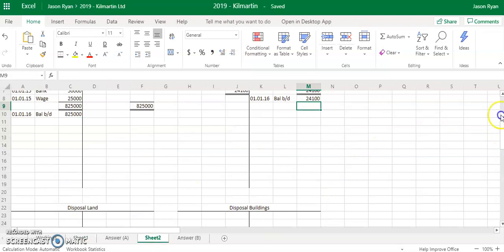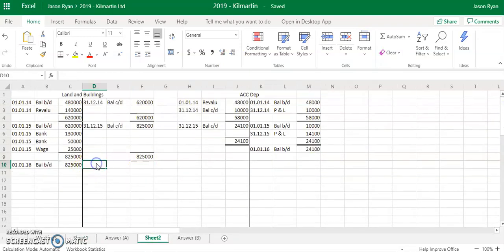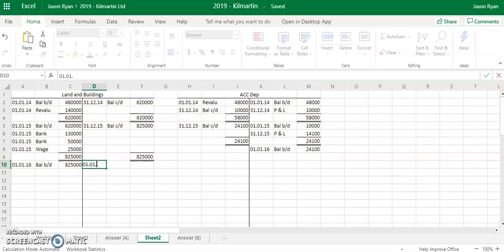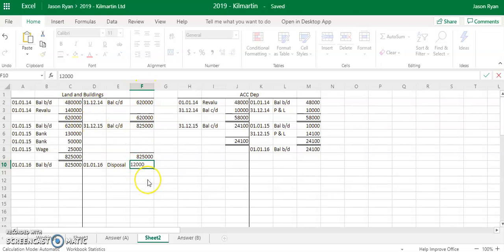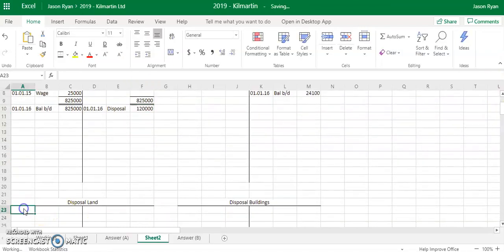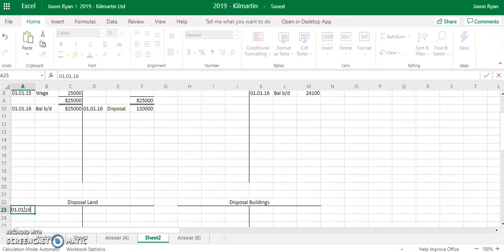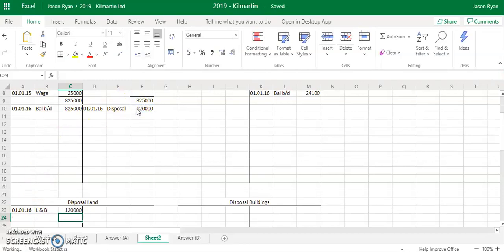So in our land and building, on the first 16 disposal, which is going to be 120. So we've credited our land and buildings. Now we have to debit the land and buildings account with the same amount. So the first 16 land and buildings, it's going to be 120.